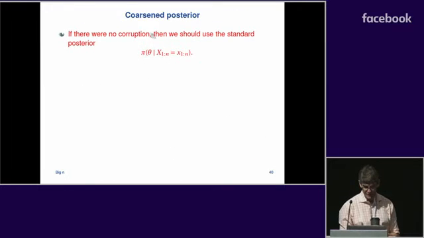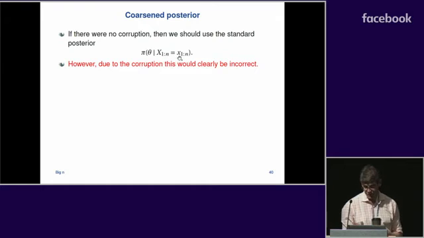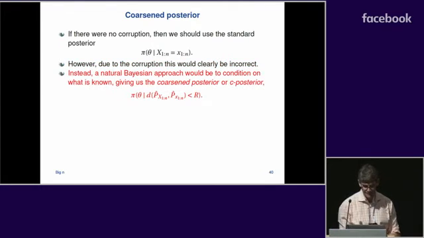So we're going to say if there were no corruption, we should use the standard posterior. That would be pi of theta given big X is equal to little x, okay? But due to corruption, that would be clearly incorrect, and that causes the problems with too many mixture components and the model growing in complexity with sample size.